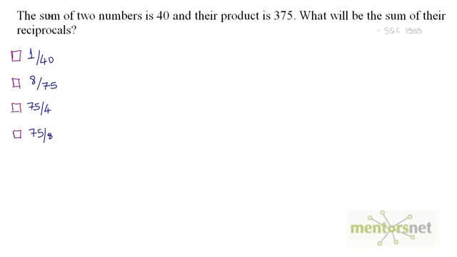Okay, let us solve the final question now. The sum of two numbers is 40 and their product is 375. What will be the sum of their reciprocals? So we have been given the sum of two numbers, which is x plus y is equal to 40, and their product is 375. So xy is equal to 375, and what has been asked is the sum of their reciprocals. So 1 by x plus 1 by y is what has been asked.